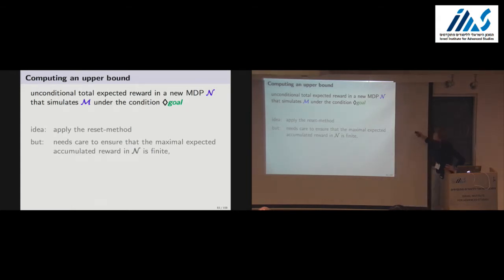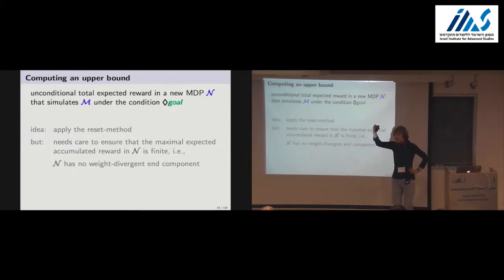Now, for this new MDP that results after the reset mechanism, we want to make sure that the maximal expected accumulated reward is finite, which means that it does not have a weight divergent end component. Or which means that through these cycles backwards from the failed state to the initial state, or from some end component to an initial state, we do not want to introduce positive cycles. This is more or less the story.